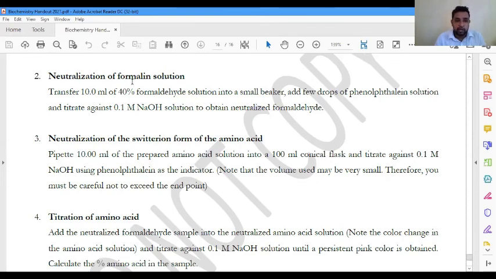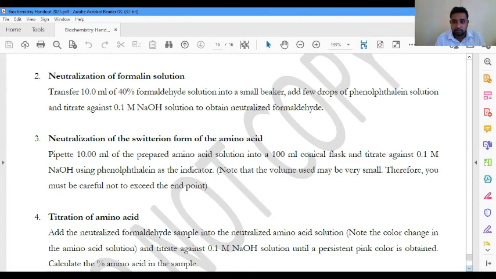For that you have to take about 10 milliliters of 40% formaldehyde solution into a small beaker, add a few drops of phenolphthalein as the indicator, and titrate that against 0.1 M sodium hydroxide solution to obtain neutralized formaldehyde. Please understand the reason behind this, why we need to do this.